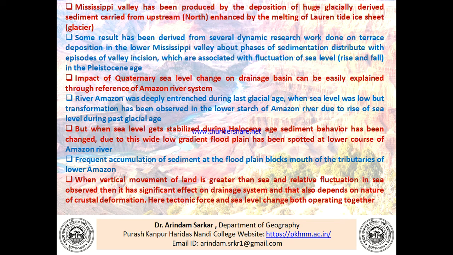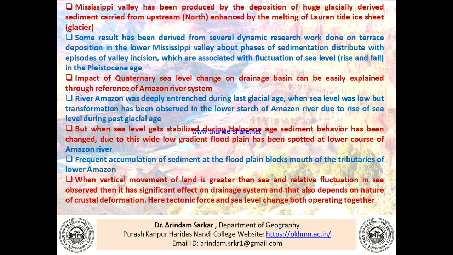Mississippi Valley has been produced by the deposition of huge glacially derived sediment carried from the upstream, enhanced by the melting of the Laurentide ice sheet, which is one of the important glaciers. Some results have been derived from several dynamic research works done on terrace deposition in the lower Mississippi River Valley, about the phases of sedimentation and sediment distribution with episodic valley initiation, which are associated with the fluctuation of sea level in the last Pleistocene age.